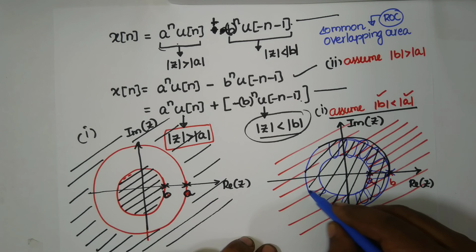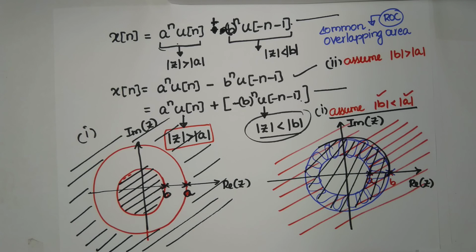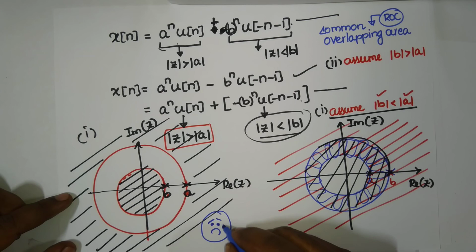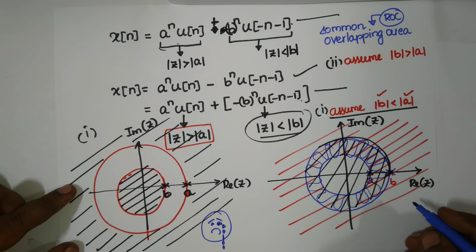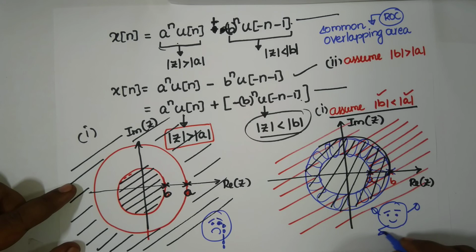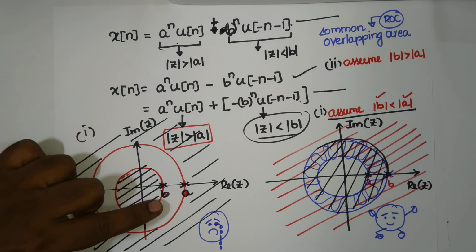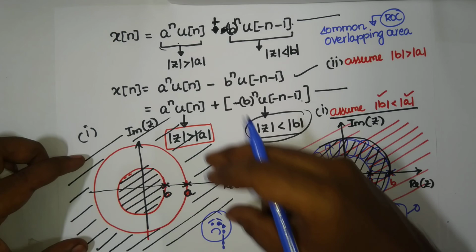Now which one do you think is correct, case 1 or case 2? Obviously case 2. In case 1, this fellow is trying, weeping like anything. But in this case, he is very happy. You know why? Because individually he is working, modulus of Z less than B, and modulus of Z greater than A, but B is less than A. Then in this case, he is working individually and this fellow is working individually, Z greater than A.